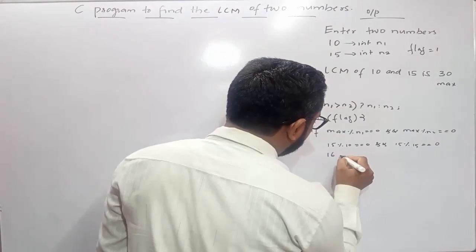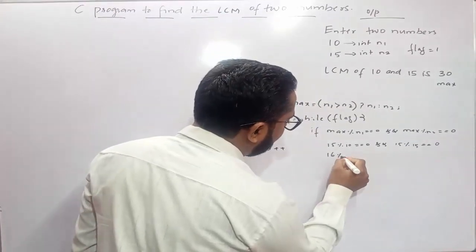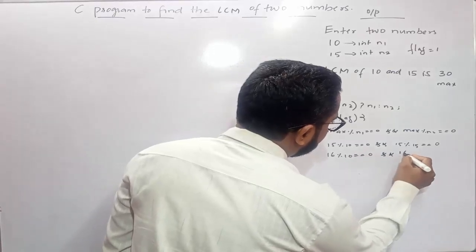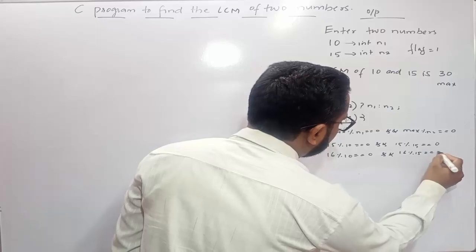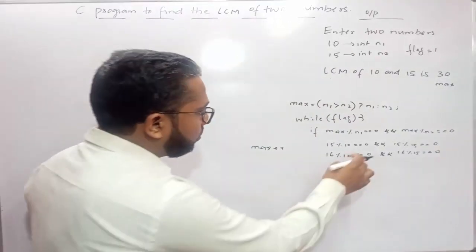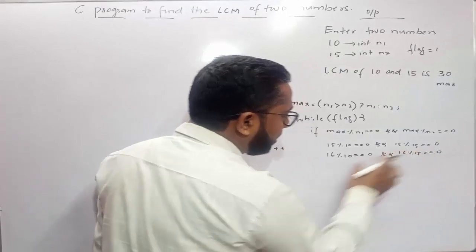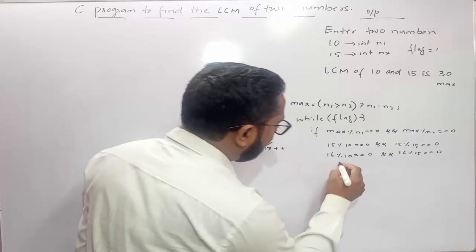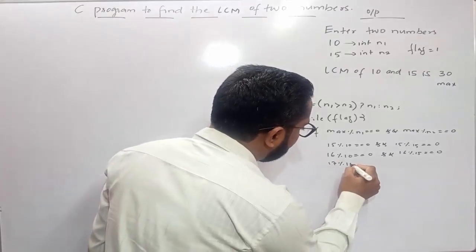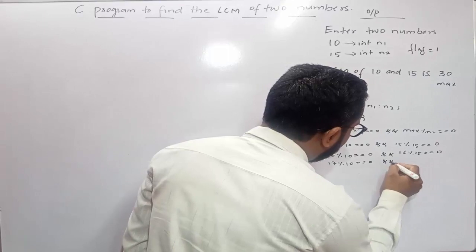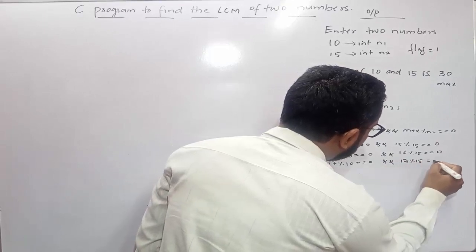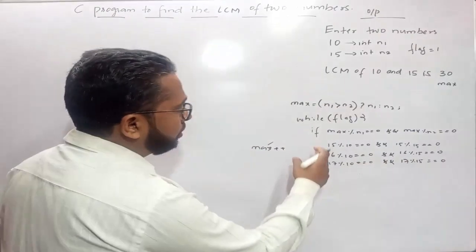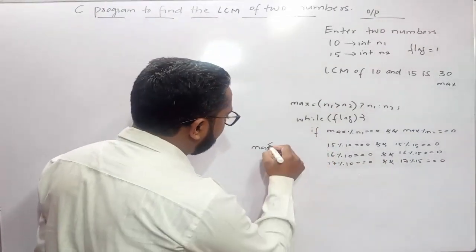Now max becomes 16, so I need to perform the same thing with the value of 16. 16 mod n1, which is 10, is equal to 0, and 16 mod n2, which is 15, is equal to 0. We will not get 0 as the remainder for both of these conditions. That's why control will come outside the if to increment the value of max. Now max becomes 17. 17 mod 10 is equal to 0, and 17 mod 15 is equal to 0. None of these conditions becomes true. That's why control will come outside the if to increment the value of max by 1.